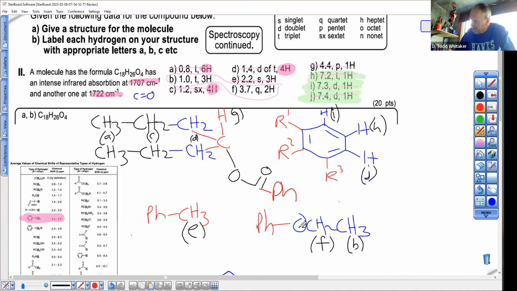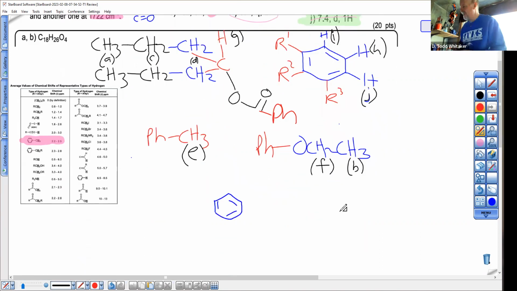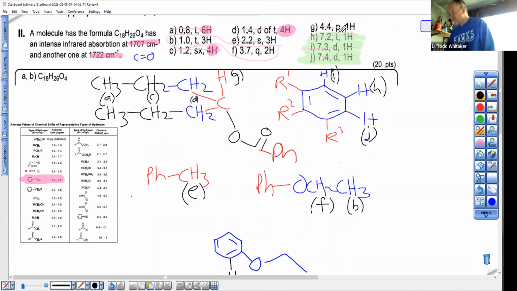Oxygen. So I'm going to say that this one is the H closest to this group. I'm going to call it J. So I'm going to put my O-ethyl and I'm going to put the H that's closest to that and call it J. And then there's a 7.2 at the top. So that's not very special, 7.2.